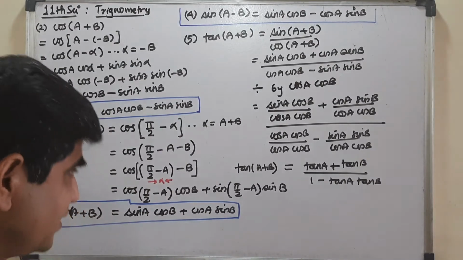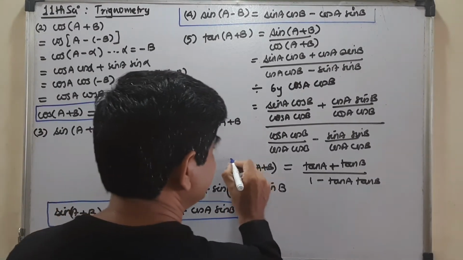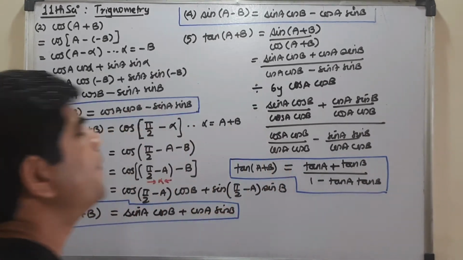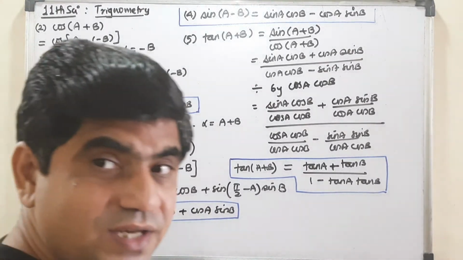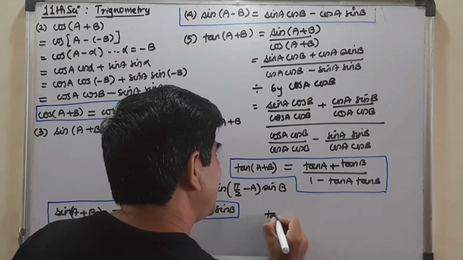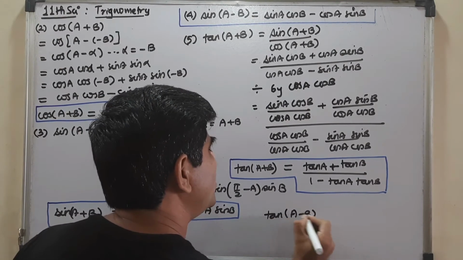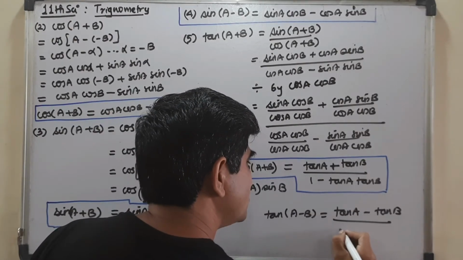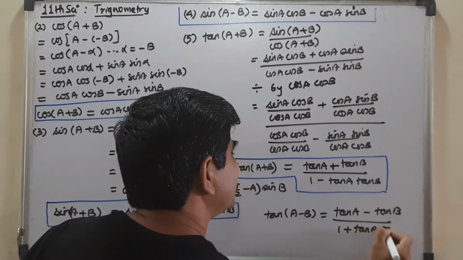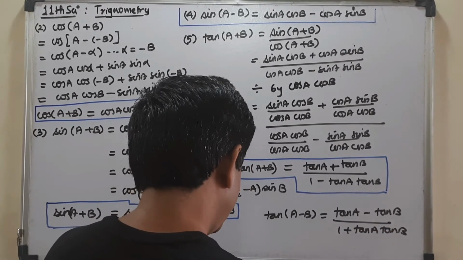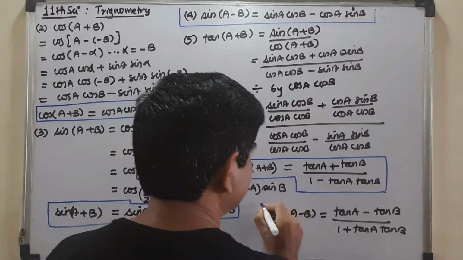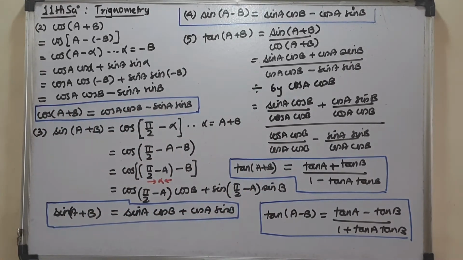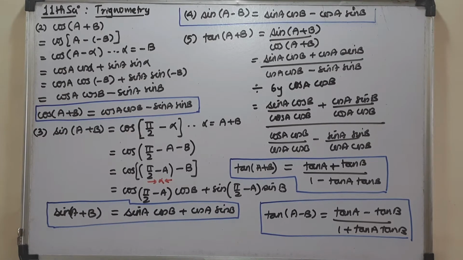So it will be easier to remember: tan A plus B is equal to tan A plus tan B upon 1 minus tan A tan B, clearly stating that the tan A minus B formula will be nothing but only the change of sign, that is tan A minus tan B upon 1 plus tan A tan B. This is the only change that will appear. Okay, so till here everything is very clear. Let us go to the further part.